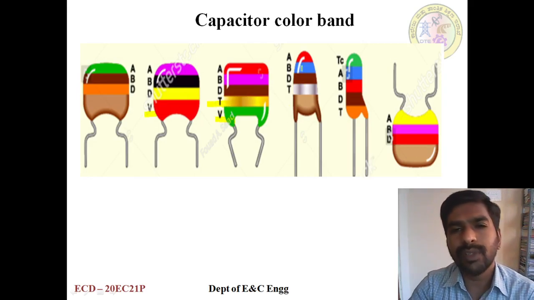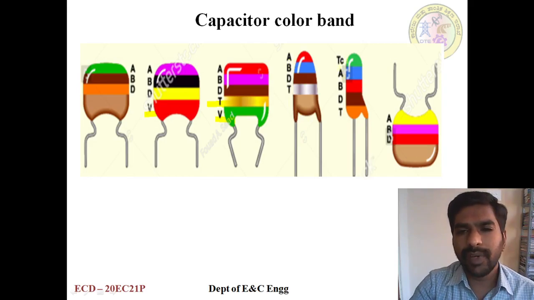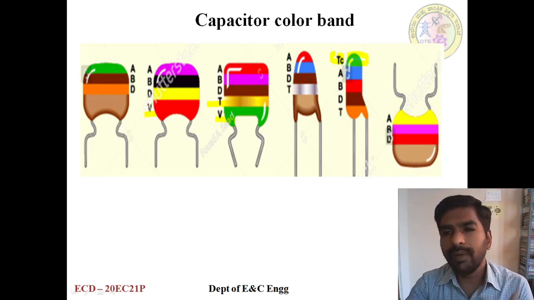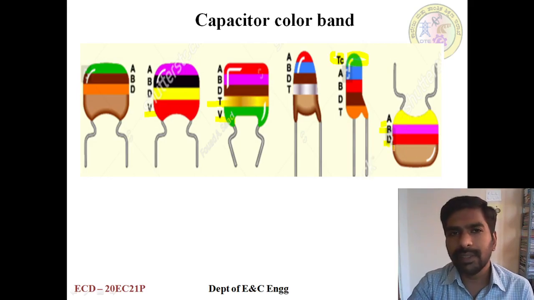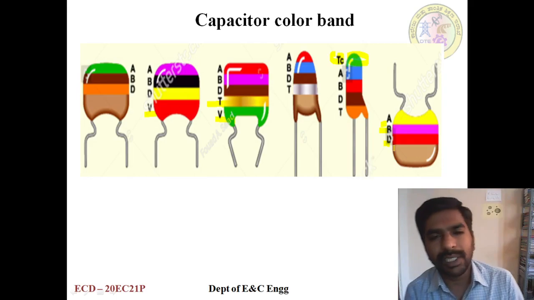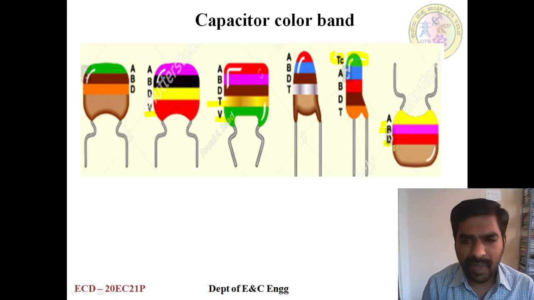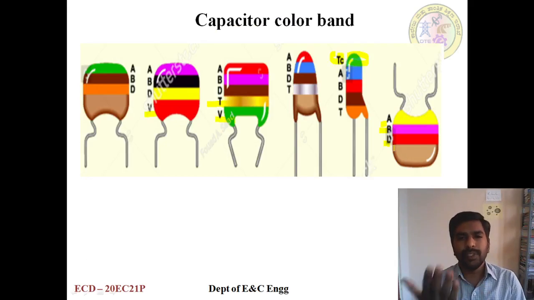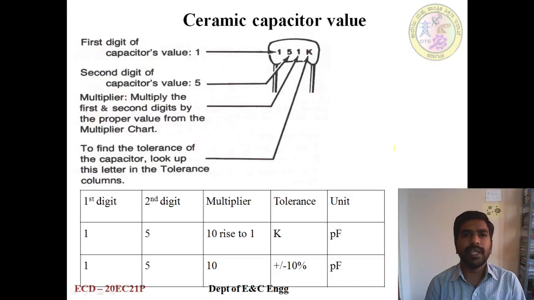There is a voltage rating also. ABDT, this way there is a temperature coefficient also. It's a color, and there may sometimes be a reverse. During that time, we have to take it from the top, A, B, D, like this. See, that's why there are different combinations of the colors printed on the capacitor. That's usually a ceramic capacitor or a metal polyester capacitor. We should use this way to calculate the capacitor value.